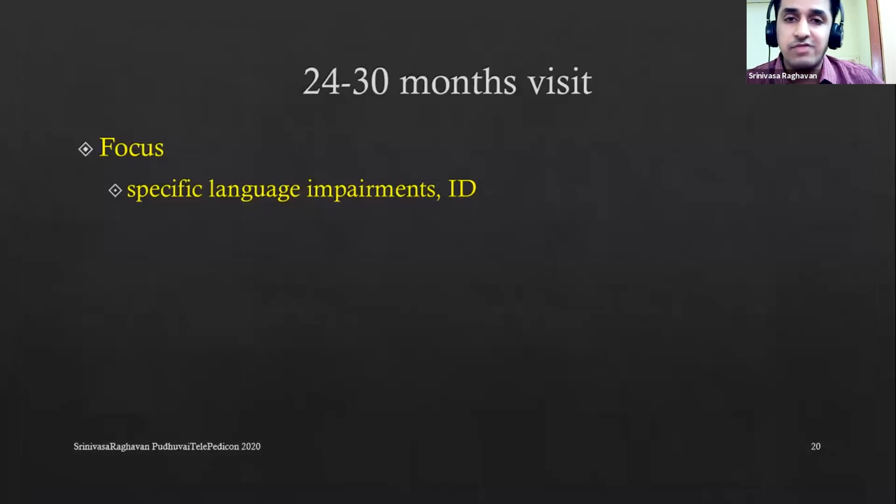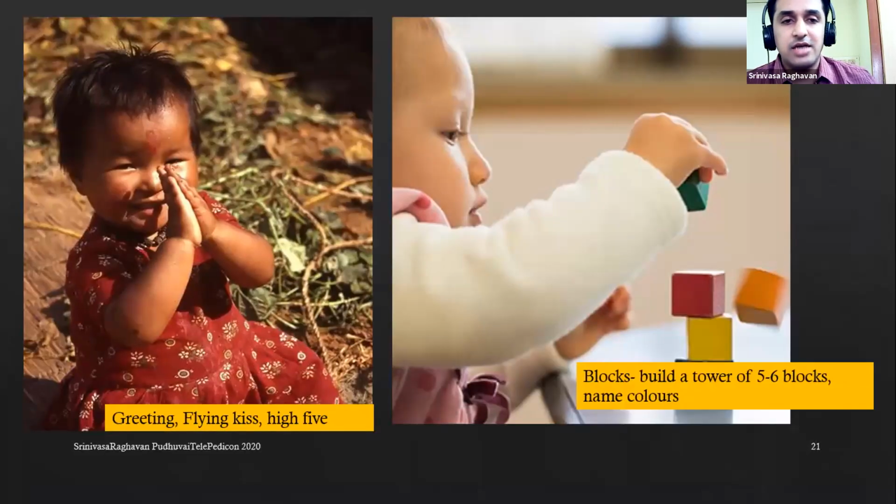The focus of the 24 to 30 months well child visit would be picking up specific language impairments, a language delay, and a child with early intellectual disability. So what you can see, as the child is entering into your room, watch the child. Does the child greet you? Give a high five to the child, see if the child is responding. Have some toy blocks of different colors in your room. See what the child is doing with them.